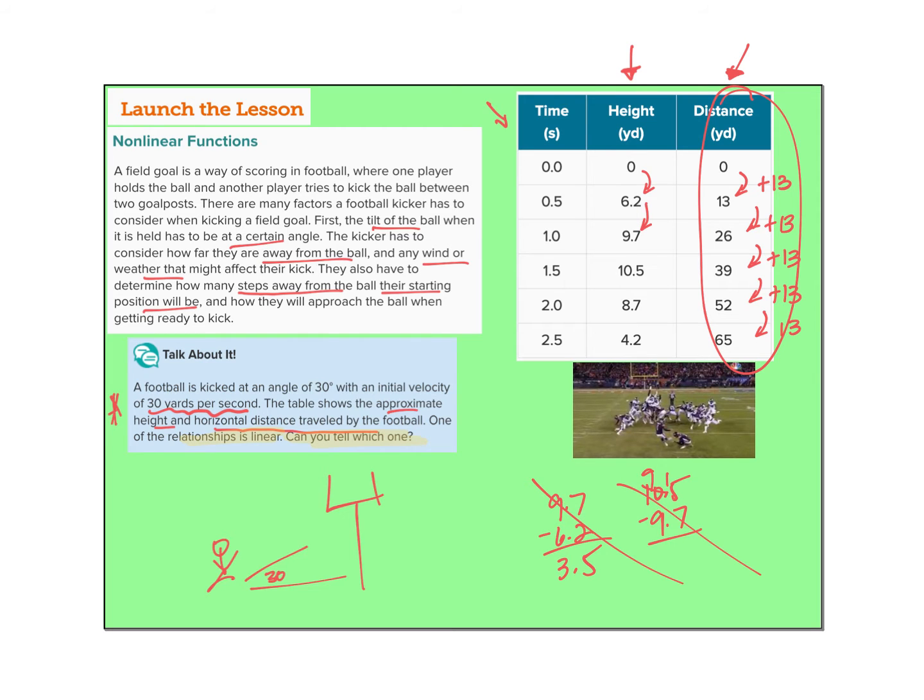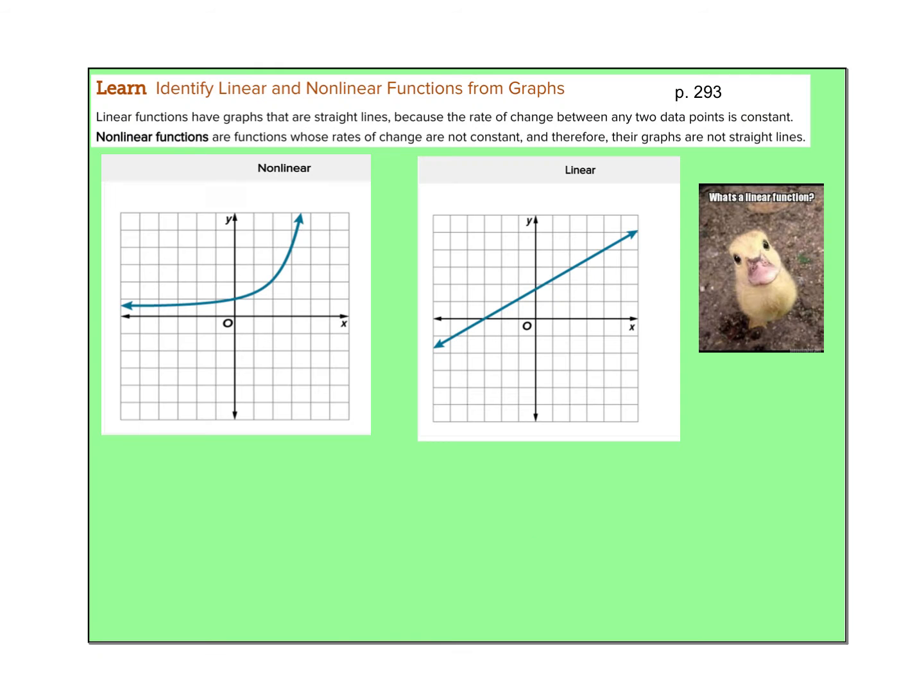Now, let's think about the height of a football. If I kick a football, it's going to go up in the air. Then you might notice it reaches a high point, and then it starts to go back down. That's definitely not linear. The height is not changing at a constant rate. It doesn't keep going up, because it goes up and then comes back down. So that would be nonlinear.